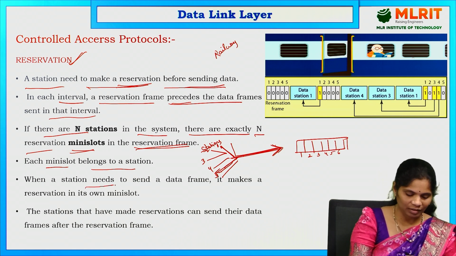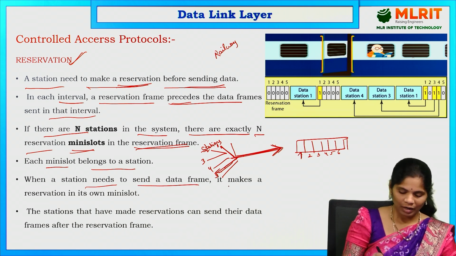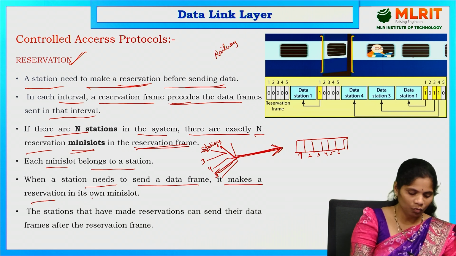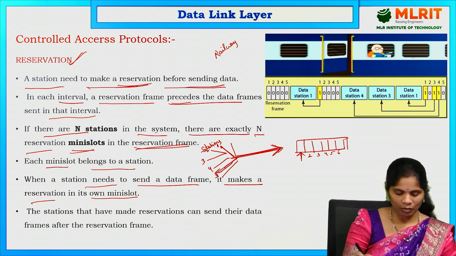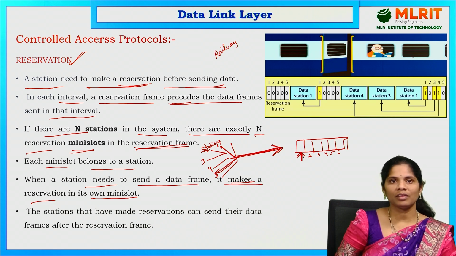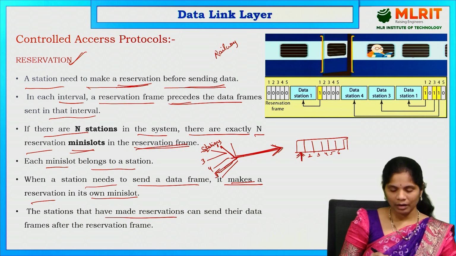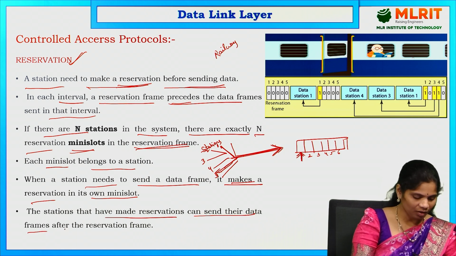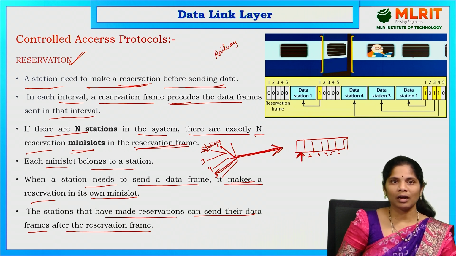When a station needs to send a data frame, it makes a reservation in its own mini slot. Suppose this one wants to send the data. At that time, what will it do? It makes the reservation in its own mini slot. That is nothing but the reservation. The stations that have made reservations can send their data frames after the reservation frame. When it has reserved, only then will it send the data after the reservation frame.